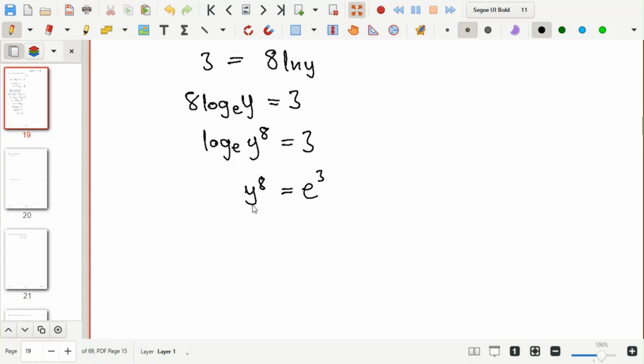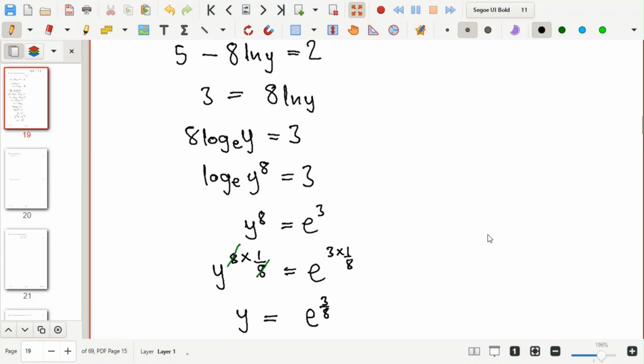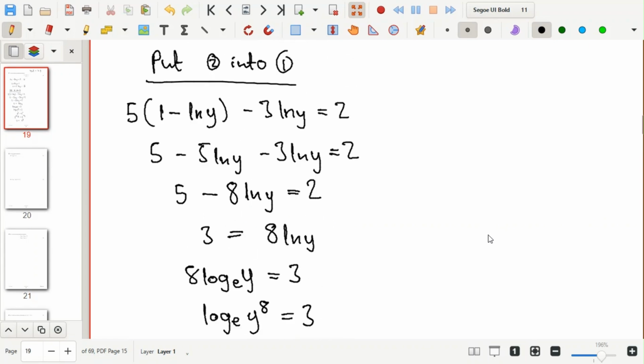So I want to find the value of y. So I can multiply the power by its reciprocal. Let me do so for this. So this is the same as y is equal to, this and this will cross out. The 8 and 8 will cross out. So this is the same as y is equal to e to the power 3 on 8. So that's the value for y.